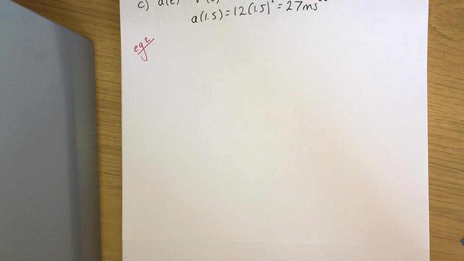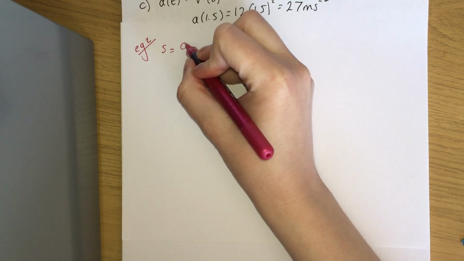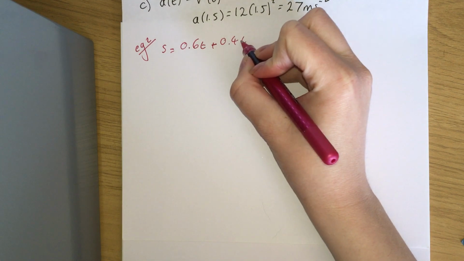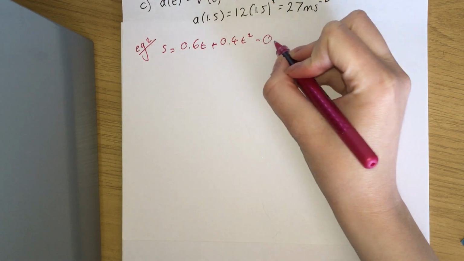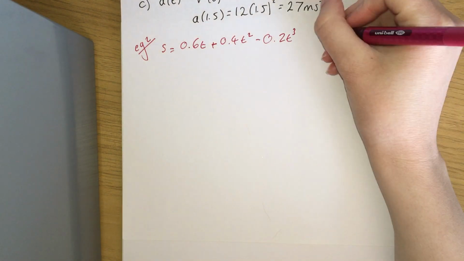So a child is playing with a yo-yo. The yo-yo leaves the child's hand at time t equals 0 and travels vertically in a straight line before returning to the child's hand. The distance, s metres, of the yo-yo from the child's hand after time t seconds is given by s is equal to 0.6t plus 0.4t squared minus 0.2t cubed.